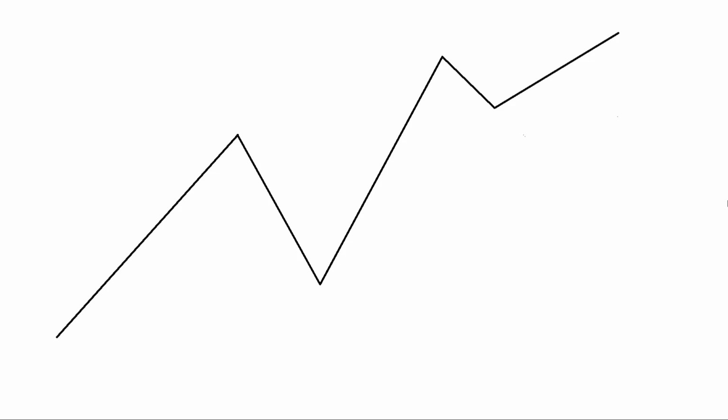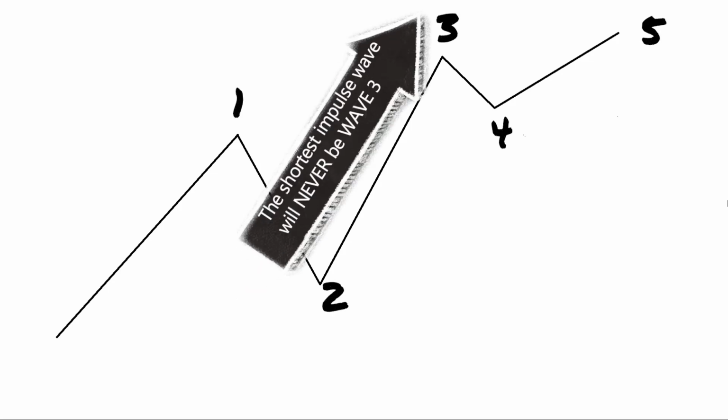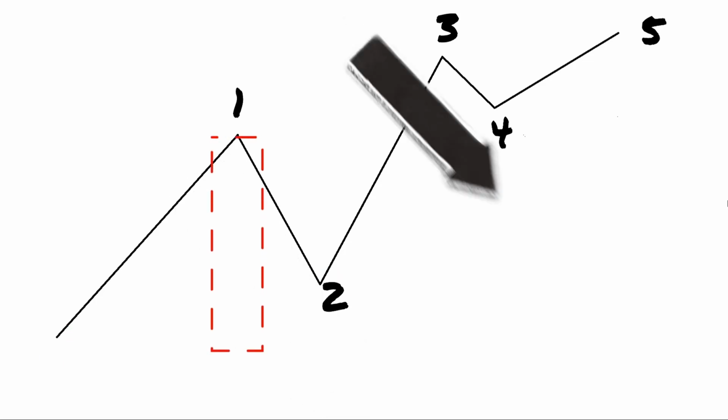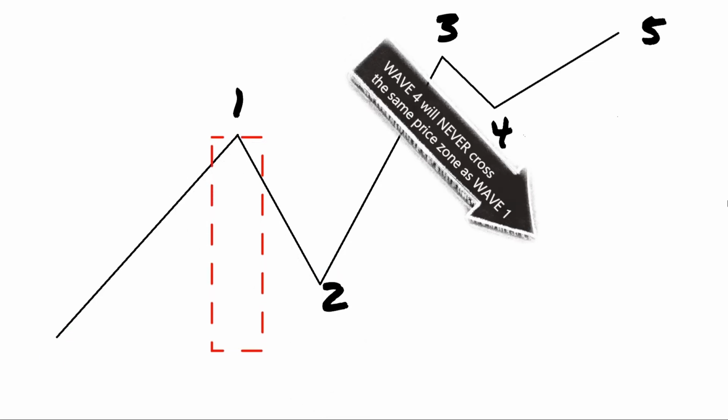First rule, wave 3 can never be the shortest impulse wave. Rule number 2, wave 2 can never go beyond the start of wave 1. Rule number 3, wave 4 can never cross into the same price area as wave 1.